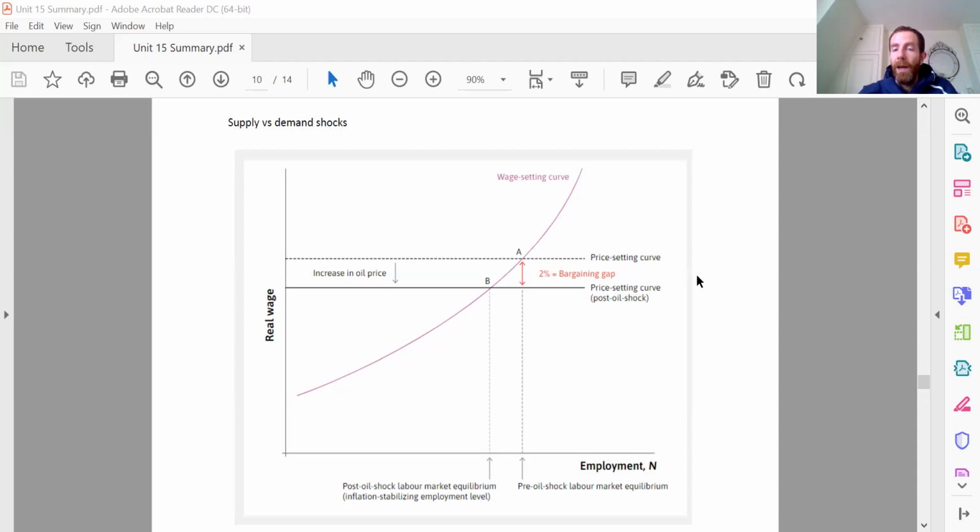in terms of higher prices. And remembering this price setting curve, I'll write the equation down again: little w, the real wage, equals nominal wage over the price level. And we saw that that's linked to productivity and 1 minus mu. So what's going on here is firms are increasing the price level, they're increasing P, and that's going to bring the real wage that they're paying down. And that's why we see the price setting curve shift down as a result of this oil shock.